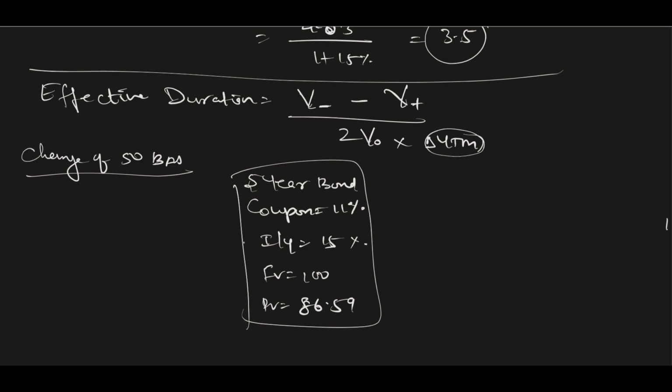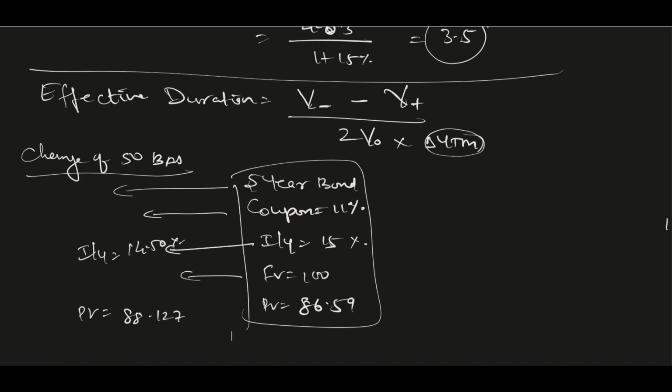Now the change may go up or it may go down. First I will check if it goes down. So if it goes down, new IY will be 14.50 percentage. So rest all remains the same. 5-year bond, coupon 11 percentage, now IY is 14.5, future value is 100. In this case, present value will come to 88.127.